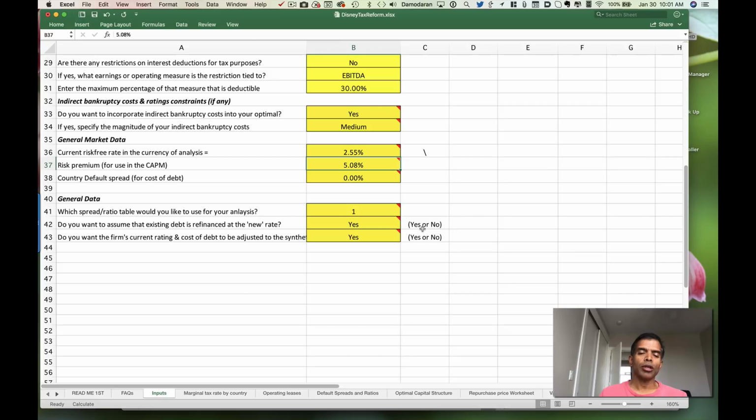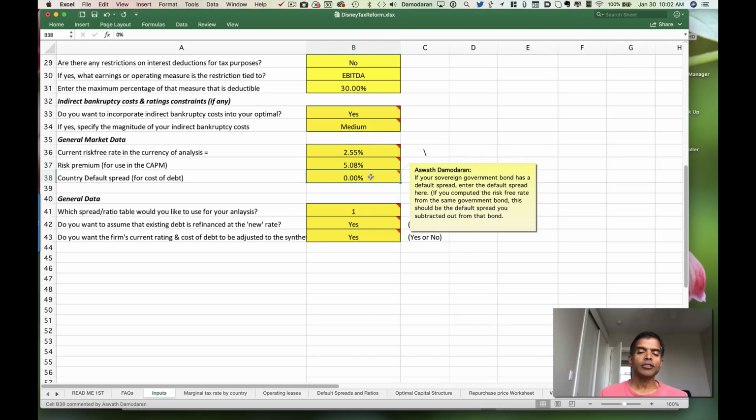Though you could argue that maybe for Disney, I should be using a weighted average. I was a little lazy here. I entered the mature market premium. I should really be using a weighted average of the different parts of the world they operate in. Incidentally, if you're a company in a country with default risk, a country like Nigeria, Brazil, or India, you might want to enter the country default spread here, because here's what I will do.